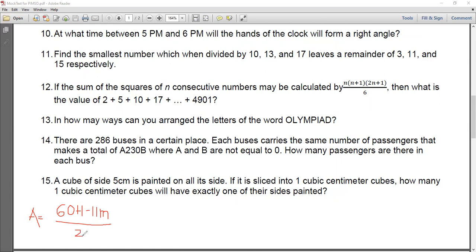Okay? So for number 10, we have two ways of doing this one. At what time between 5 p.m. and 6 p.m. will the hands form a right angle? Right angle means 90 degrees. So in that case, 90 is equal to 60H minus 11M divided by 2. This is H, this is 11 minutes.